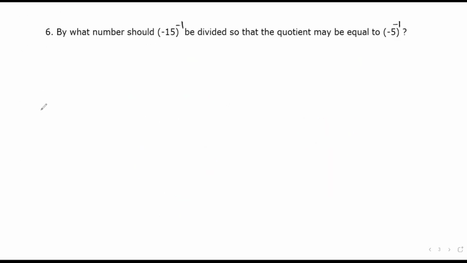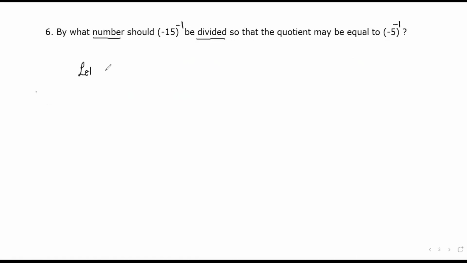The sixth one. The similar question, but in the last question they asked us to multiply, but this time they're asking us to divide it. So let us find the value of it. By what number? Once again they're asking by what number. We don't know that number, so initially we shall begin with that.